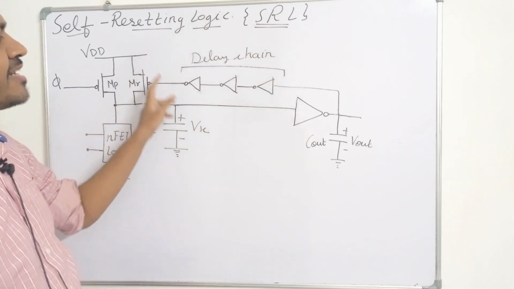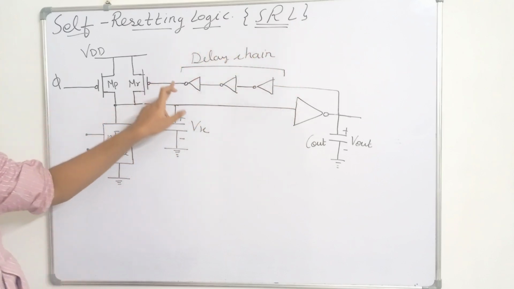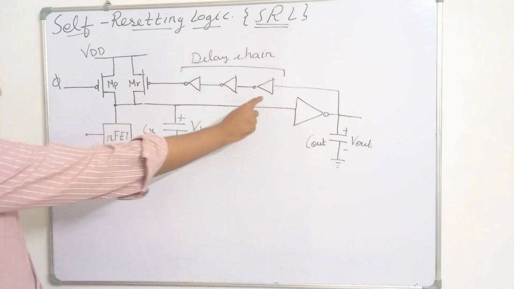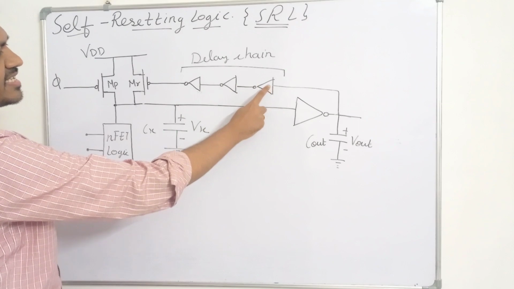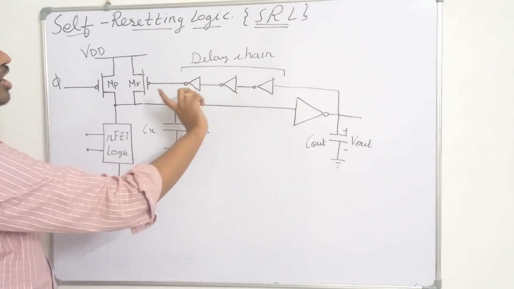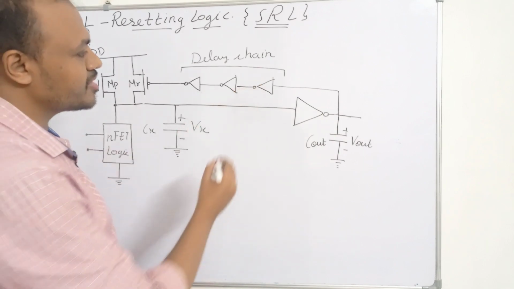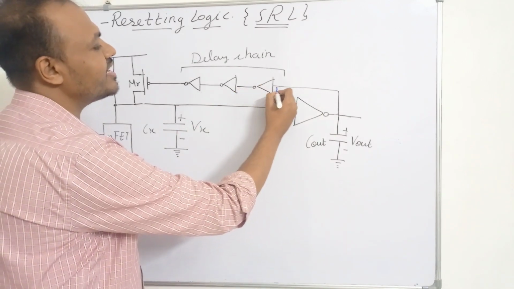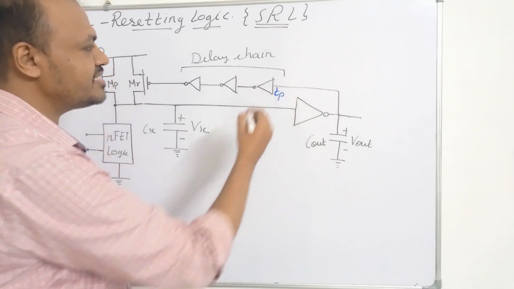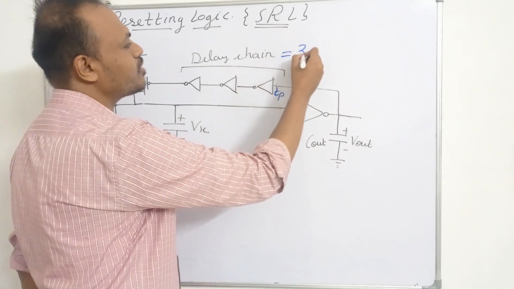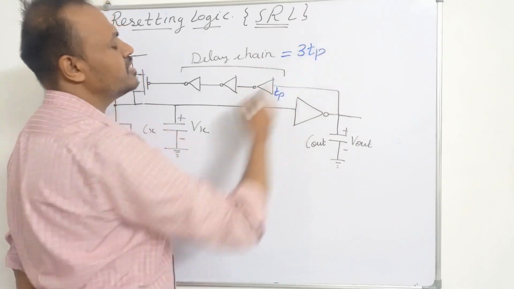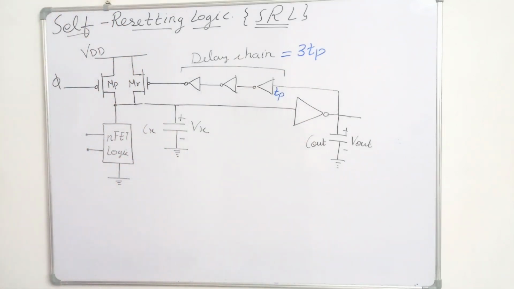There is a delay chain. This chain provides a delay. So there are always an odd number of inverters here. Here you can see 1, 2, 3. Let's suppose the propagation delay of one inverter is Tp. So this delay chain is providing a total propagation delay of 3 Tp.